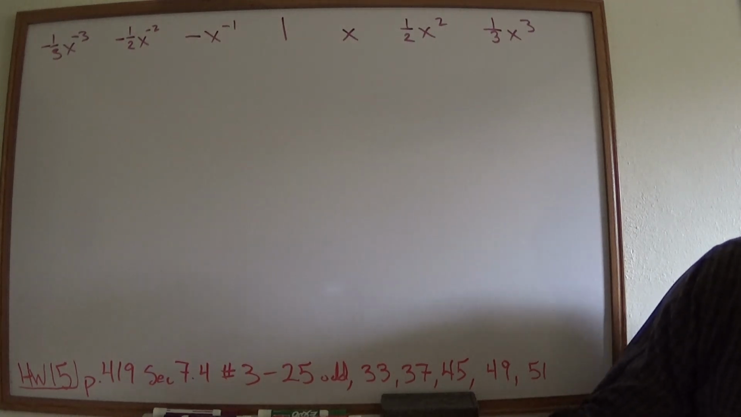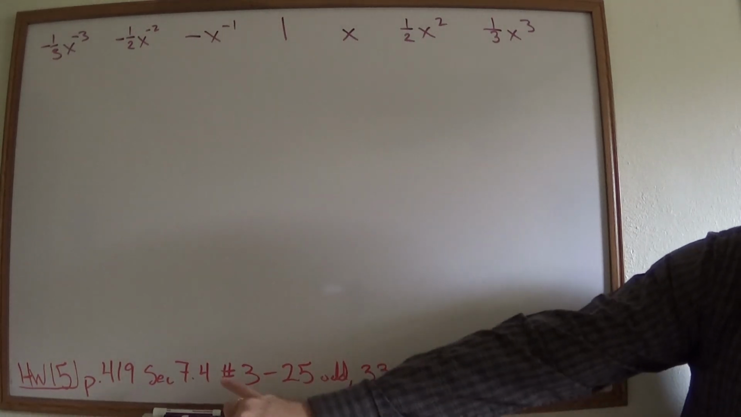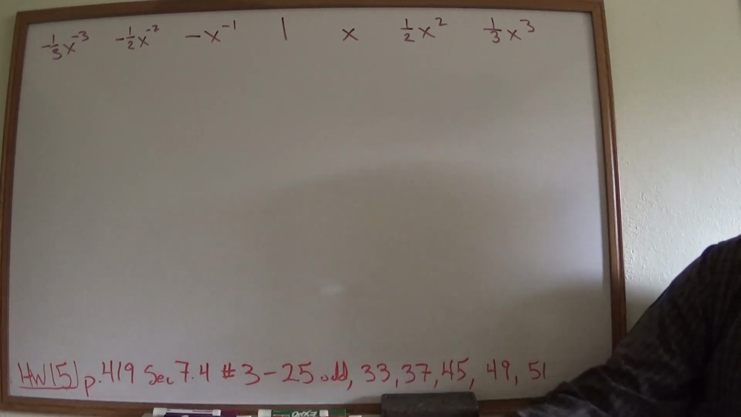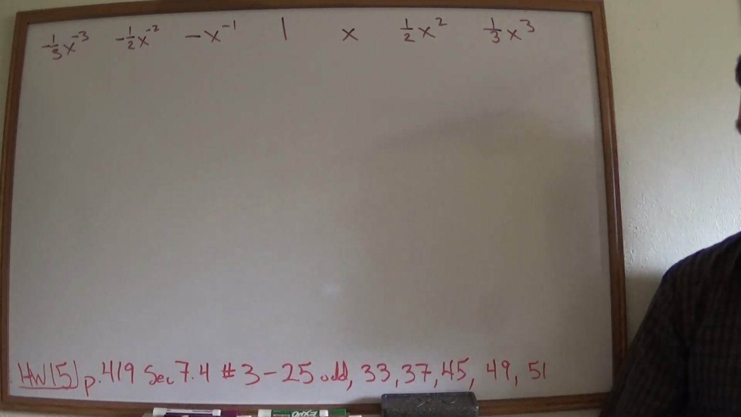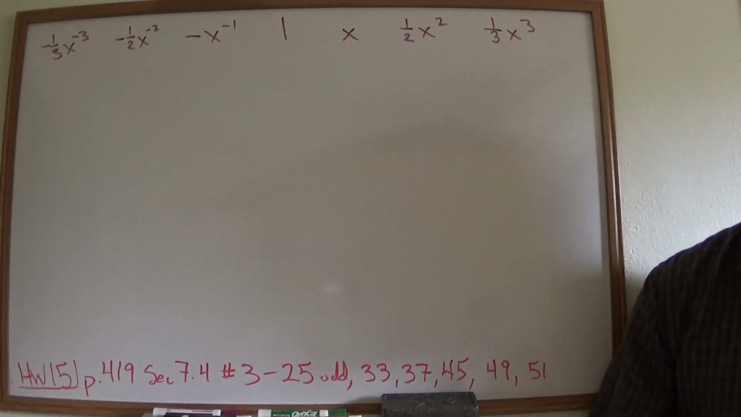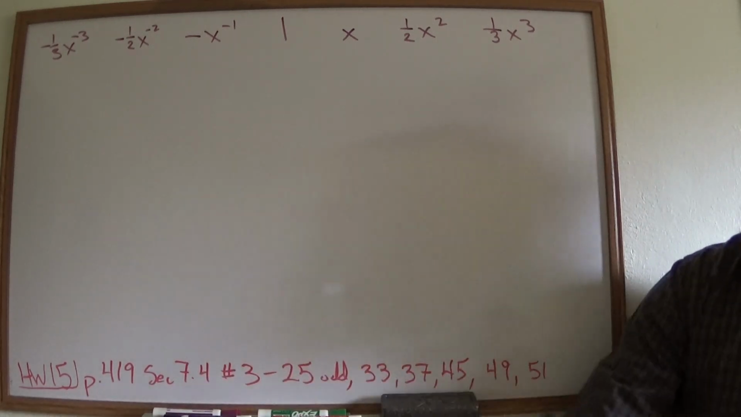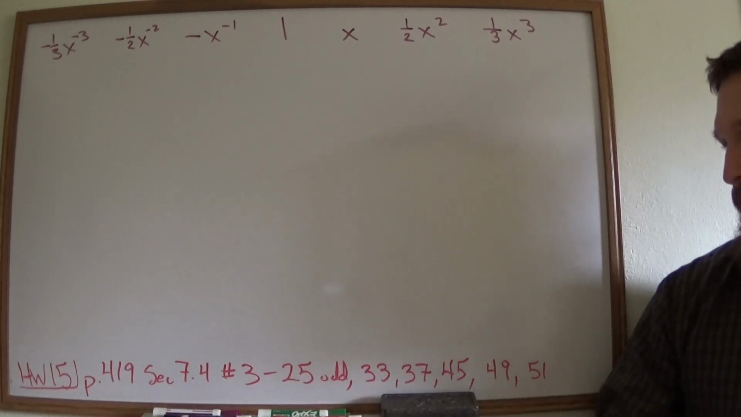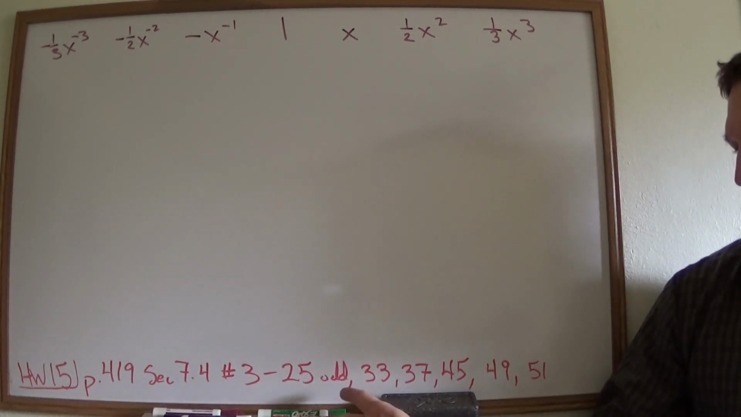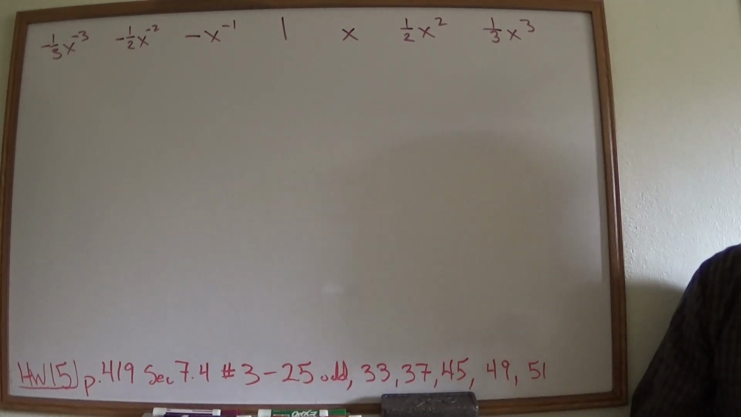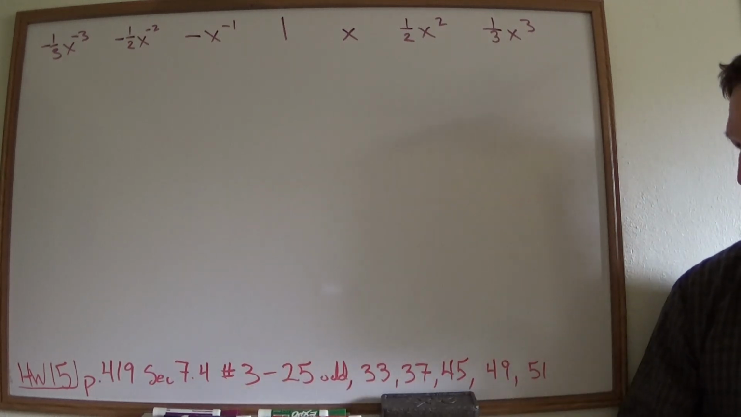Homework 15, page 419, section 7.4. So we're skipping 7.3 because 7.3 is just logarithms, nothing with calculus. This is where calculus comes back in. So we're jumping to 7.4. Number 3 through 25 odd, 33, 37, 45, 49, and 51.